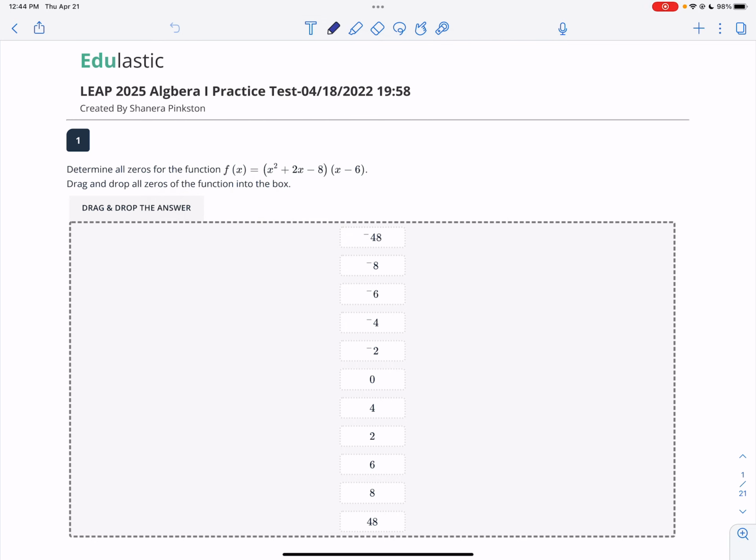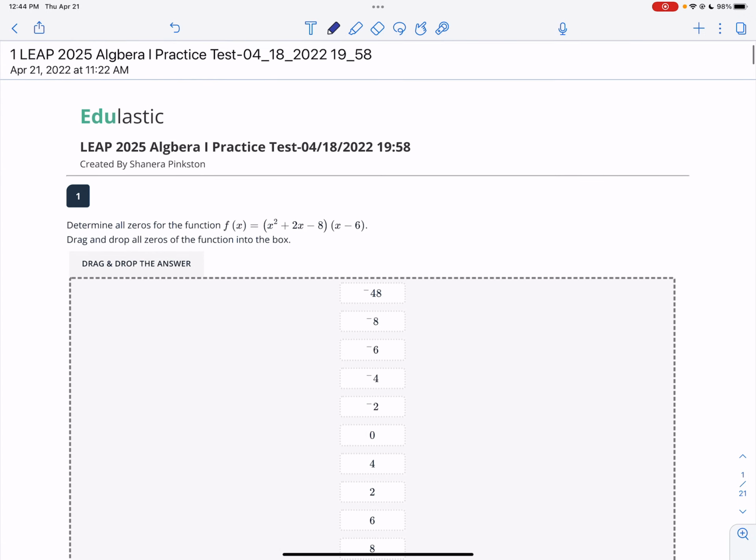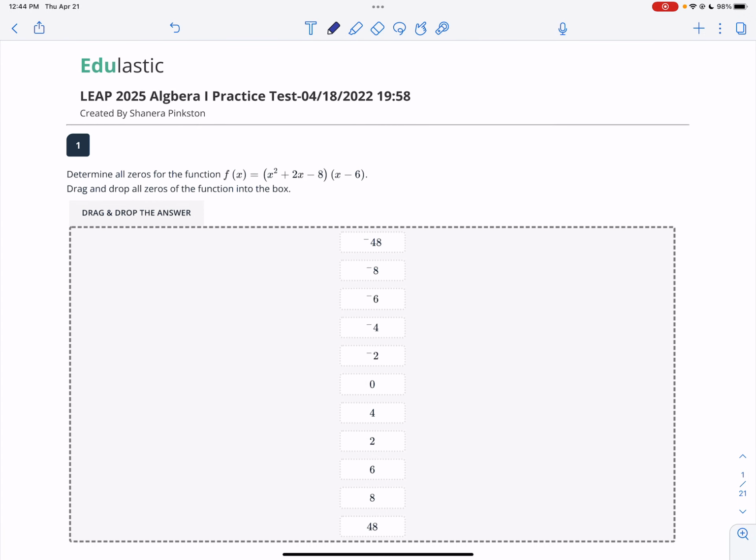So this first one says determine all the zeros for the function f of x equals all that jazz. Drag and drop all zeros of the function into the box. Okay, so you're going to drag and drop those. I'm going to go ahead and just circle it because this is a PDF.